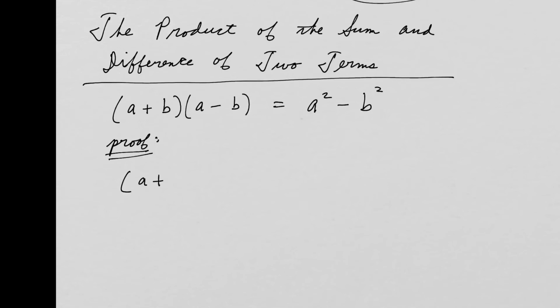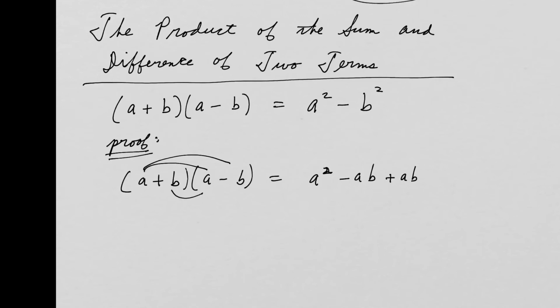So if I do a plus b times a minus b, well, a times a is a squared. A times b, or a times negative b is negative ab. B times a is plus ba, but I can also write it as ab. And then b times negative b is minus b squared. And look what happens to the like terms. I have negative 1ab plus 1ab. They're gone, right? That's just 0. So I'm just left with a squared minus b squared.